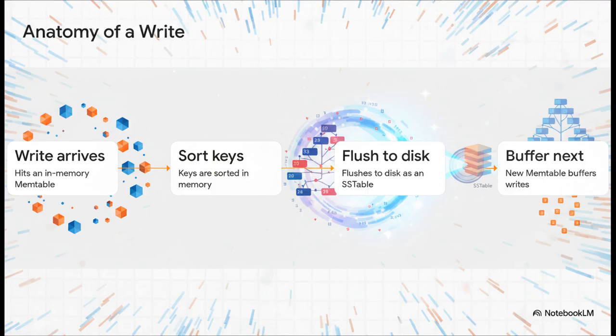Step 3, once that memtable gets to be a few megabytes in size, boom, it seamlessly flushes out to the disk as a brand new, perfectly sorted SSTable file. And step 4, while that flush is happening, a fresh memtable instantly spins up in memory to buffer the newest writes without dropping a single request.